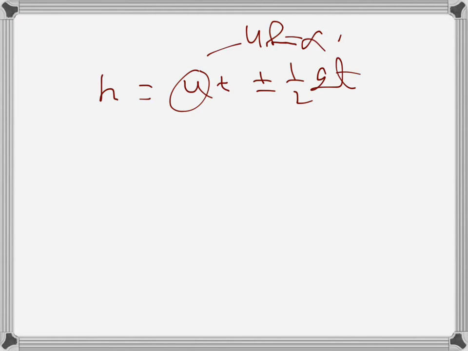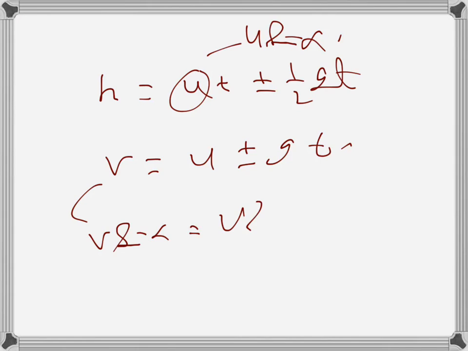Similarly, the other equation, v is equal to u plus minus gt, so it will be v sin alpha basically, and u sin alpha plus minus gt. This will be affected by gravitational acceleration. The velocity will keep changing because of this one. U cos alpha will remain constant throughout, so the horizontal component.